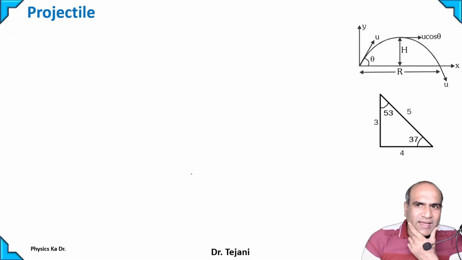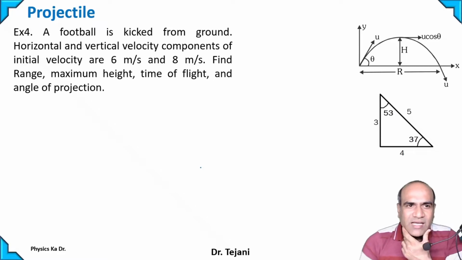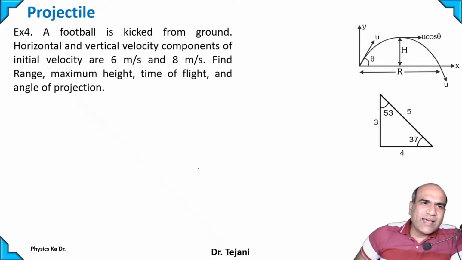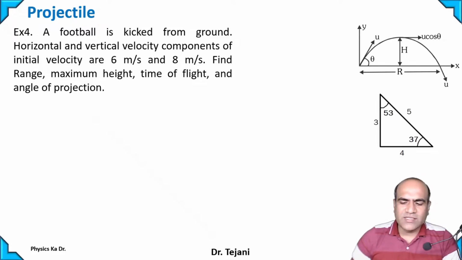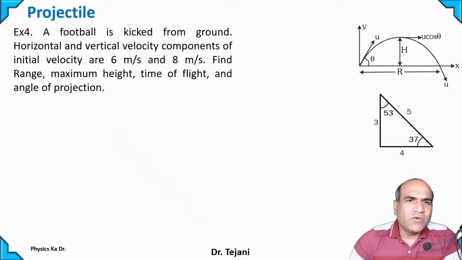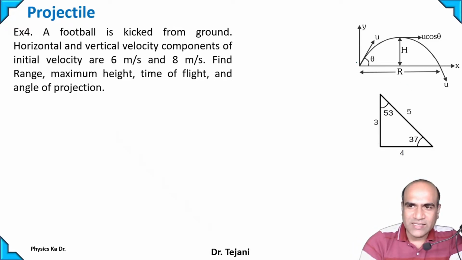Let's move to another example. Drawings are coming fast. So example number 4, a football. Those who are football lovers, this is an example for them. A football is kicked from a horizontal ground. So the football is here, and it is kicked at some velocity u and at a theta angle. So there are two components given.